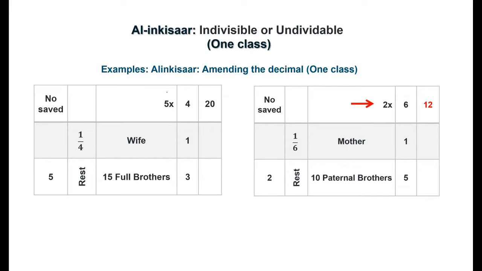Now we times this number here again with the numbers below. 2 times 1 here, 2 times 5. And now we have amended the problem. In the example number 1, we have 15 brothers inheriting 15 shares. And the second example, we have 10 brothers inheriting 10 shares.